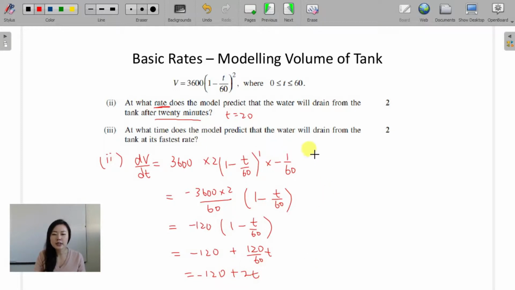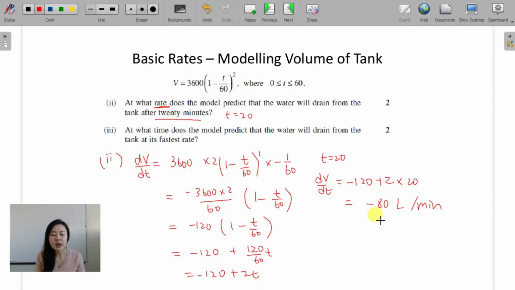So at 20 minutes, t is equal to 20. The rate is equal to minus 120 plus 2 times 20, which is negative 80. And it's liters per minute, it's volume over time. So at that point in time, you're losing 80 liters every minute. That's all it's saying.